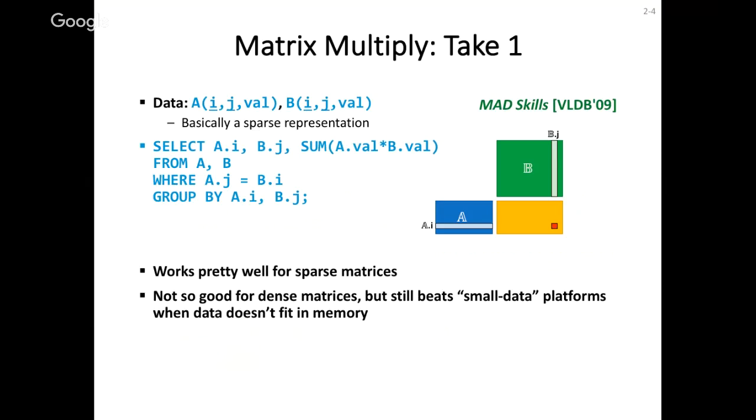So this is not so good for dense matrices because this is a lot of overhead, right? For each entry, you're storing the row number, column number. For each float or double, you're storing 2 more integers.